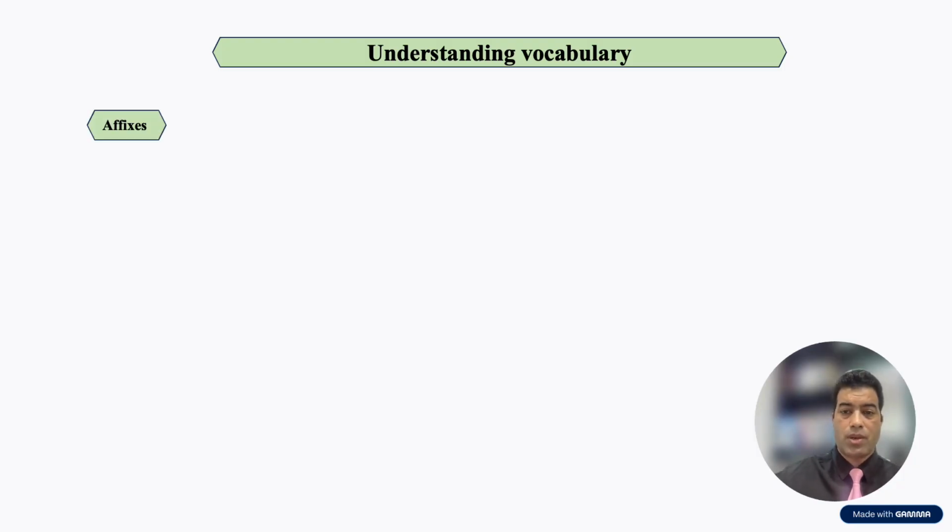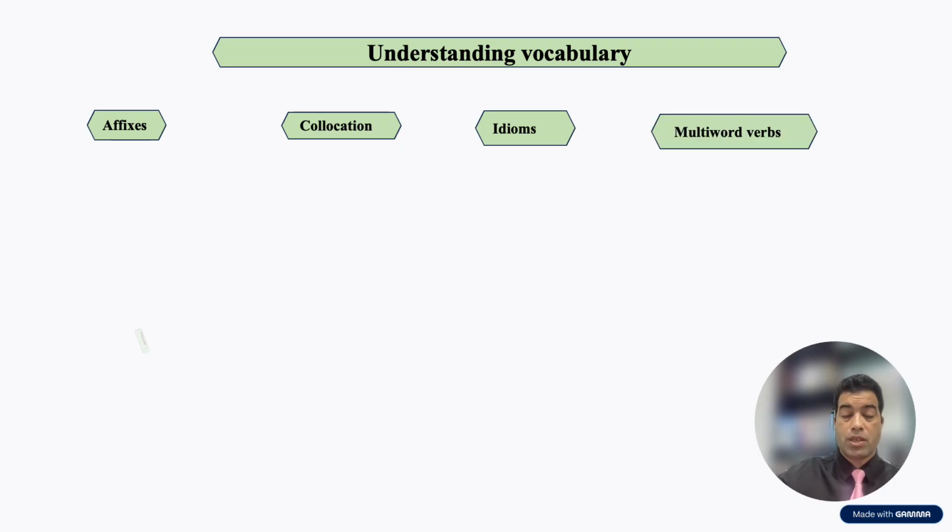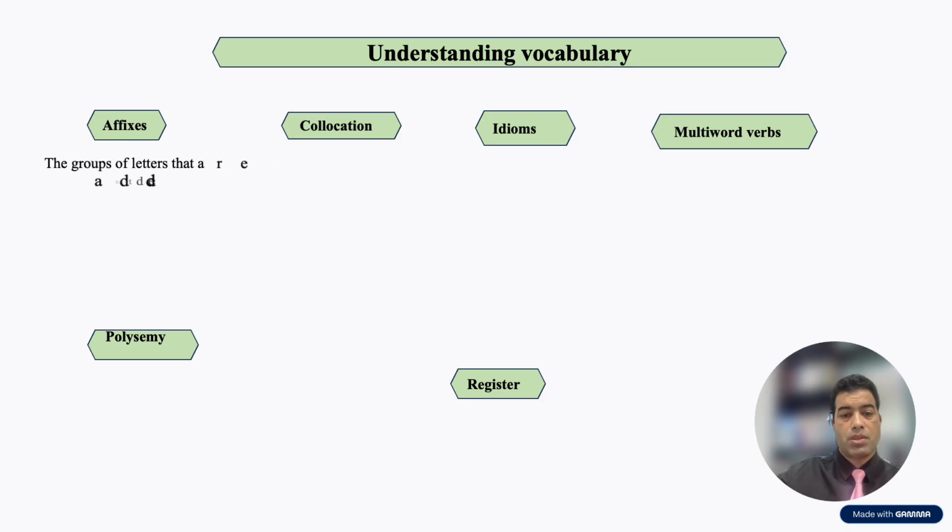Understanding vocabulary. How can we understand vocabulary? For example, if we study different features of text, each text has different features. Similarly, vocabulary has different kinds of features. We have affixes, we have collocation in vocabulary, we have idioms, multiverbs, polysemy, and register.